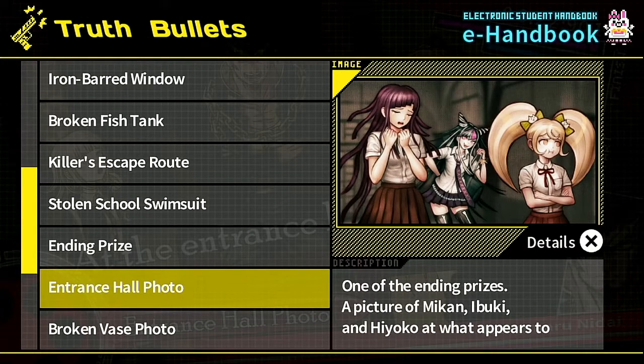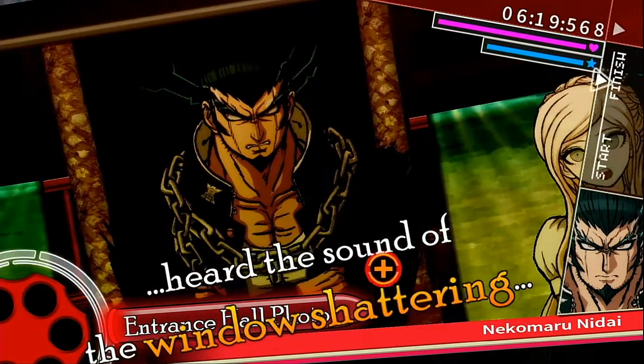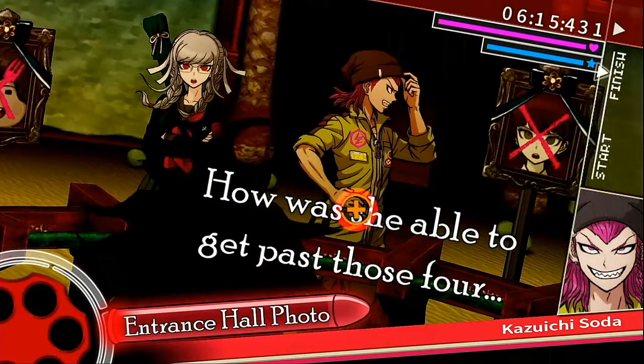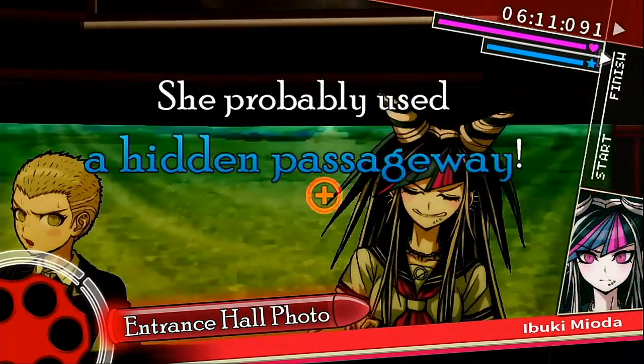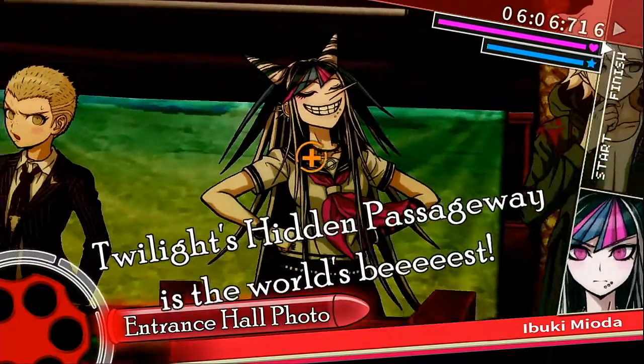Heard the sound of the window shattering. How was she able to get past those four and wait in front of the music room? She probably used a hidden passageway! Twilight's hidden passageway is the world's best!